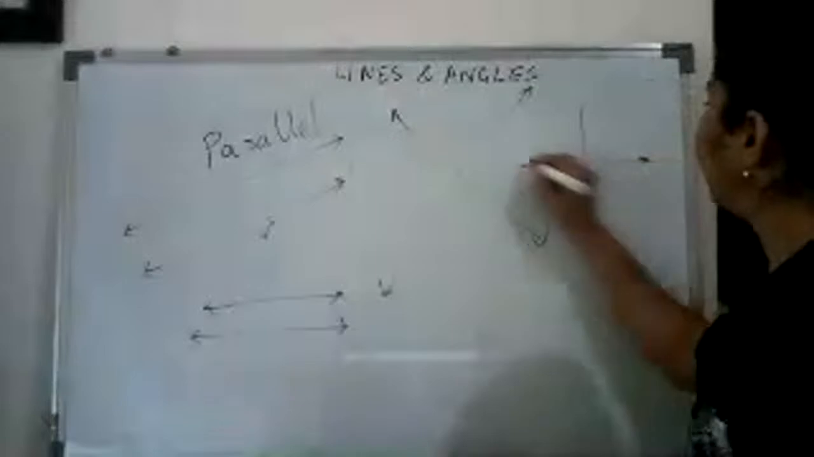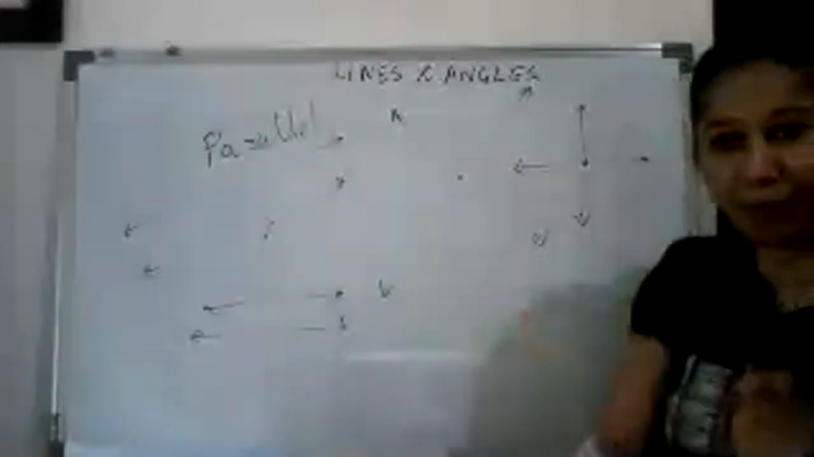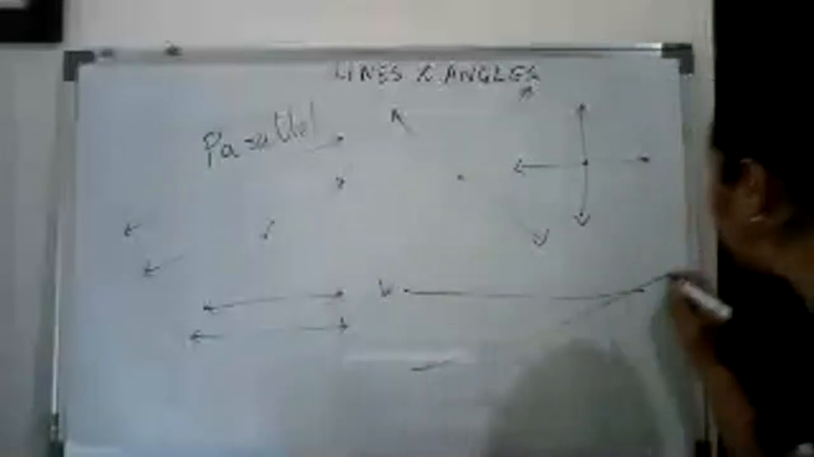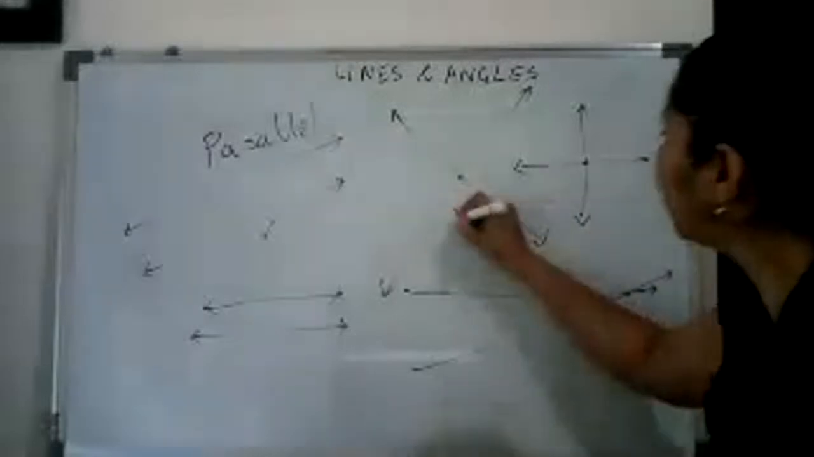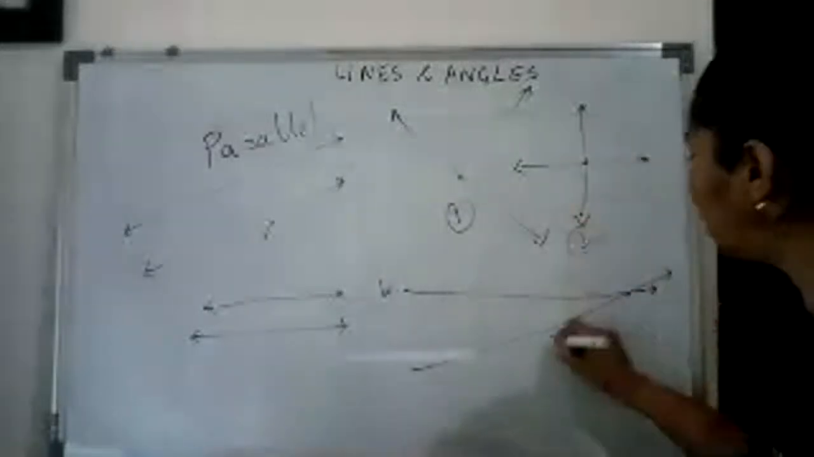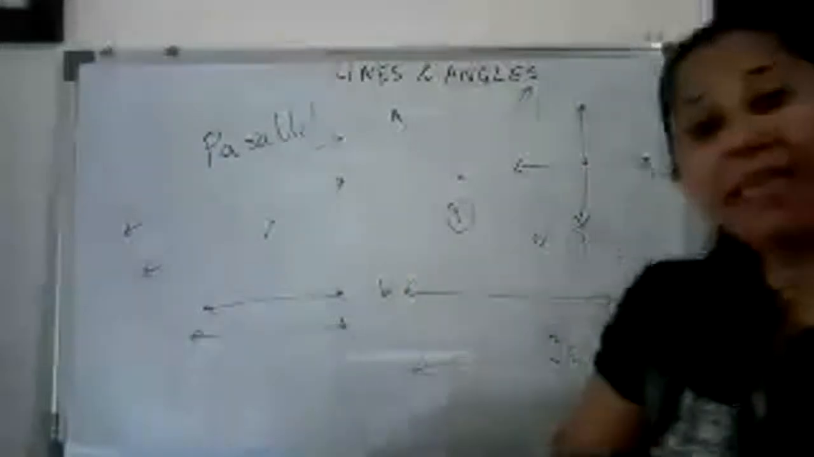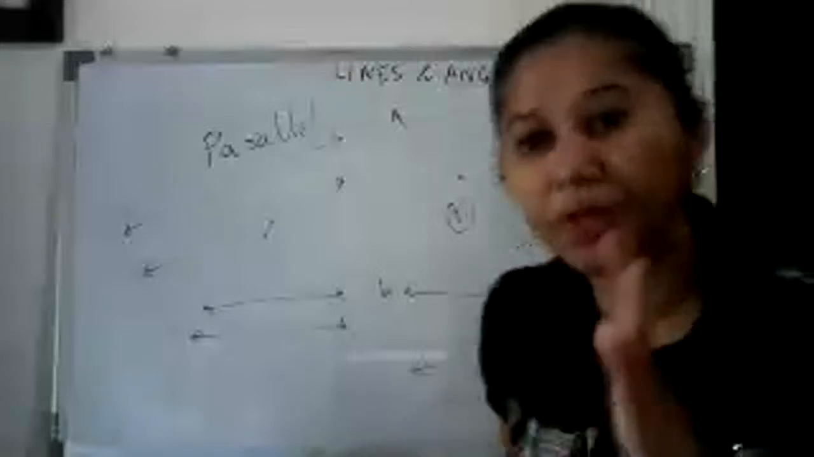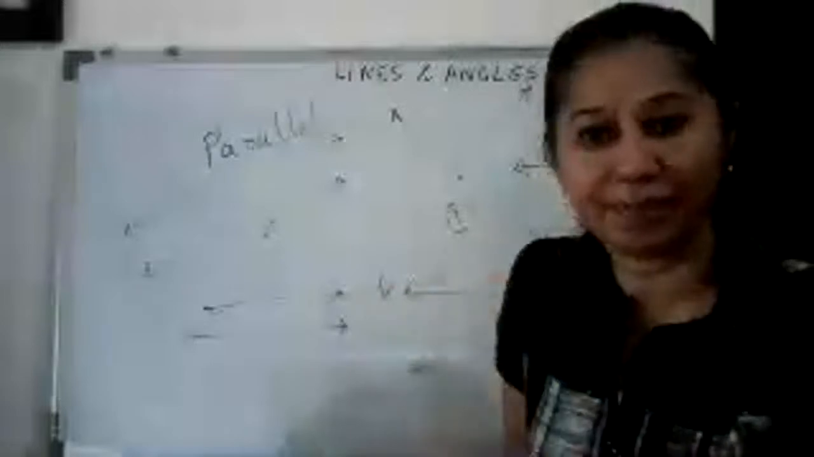And when they meet each other at one point, somebody tells me, "Ma'am, I will draw with 90 degrees." But that is also meeting at one point. The point is they are meeting at one point. Maybe I could draw like this, maybe like this. In all these cases, they are meeting at one point. And whenever they meet at one point, we call them intersecting lines.